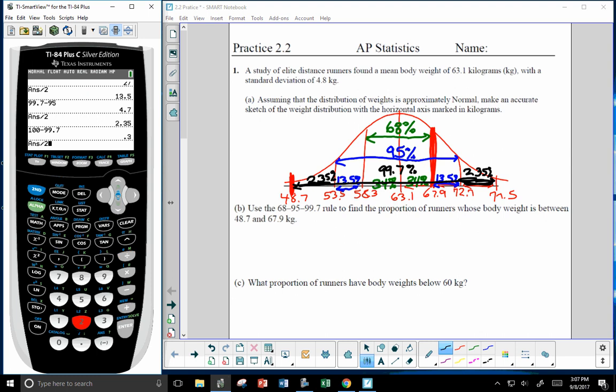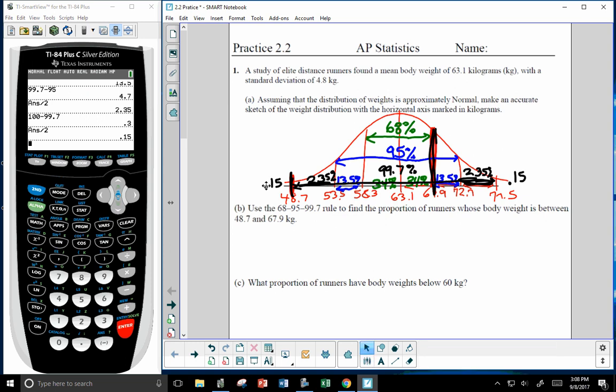So now we can add up all of our sections. But it's important for you to see where all the different percentages come from, because they may ask you about a different interval in another problem. So I'm going to add up the 2.35 plus the 13.5. And I'm going to shorten it a little bit and say the next two sections together are 68. So add that up plus the 68, and I get a total of 83.85.